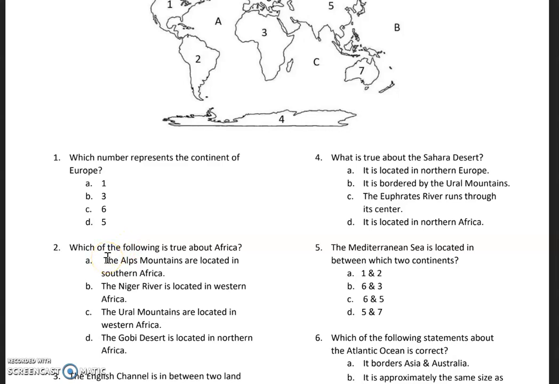A. The Alps Mountains are located in southern Africa. B. The Niger River is located in western Africa. C. The Ural Mountains are located in western Africa. D. The Gobi Desert is located in northern Africa.